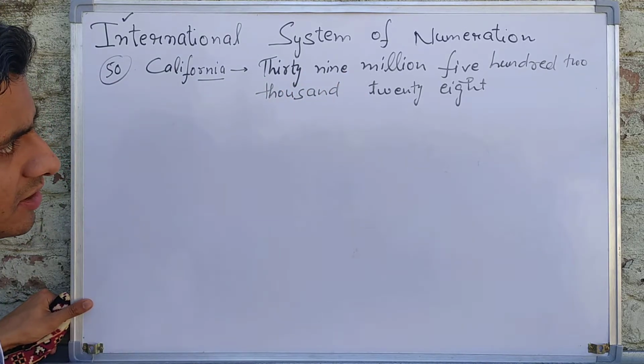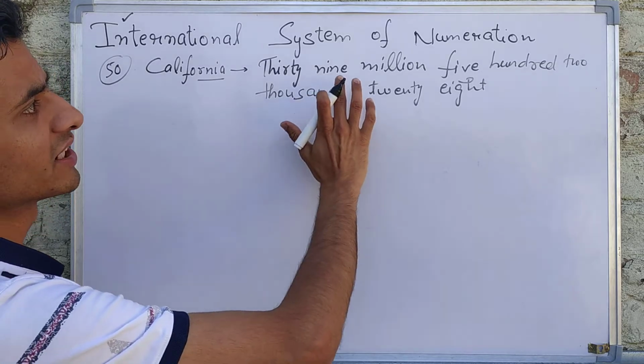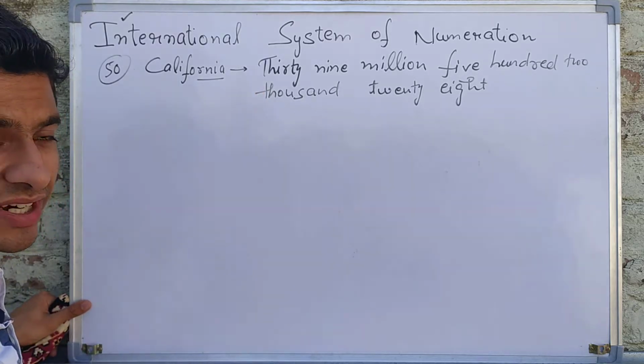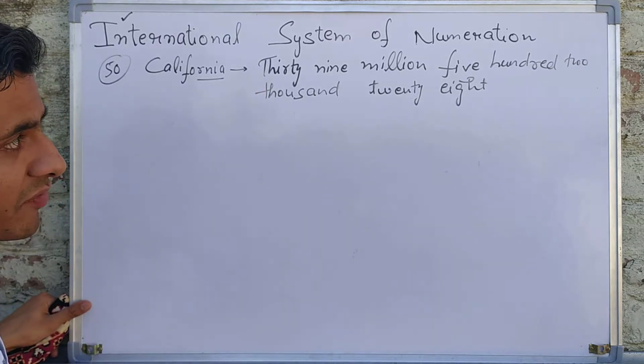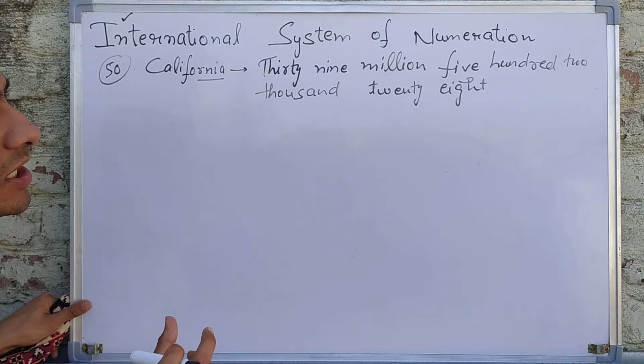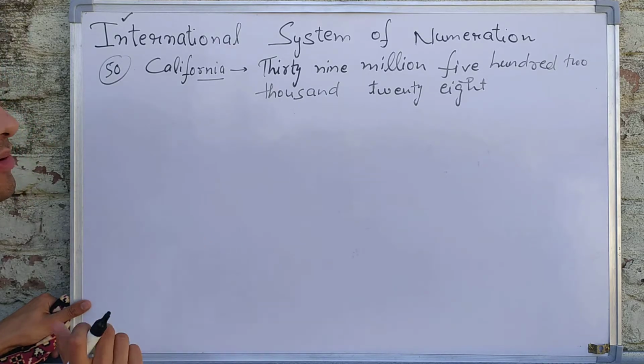Now you may know about your own states. If you know the international system of numeration, then you can compare. But how do we see what it is in the Indian system of numeration? For that, let us first of all write it in number form. This is in word form. Let us write the corresponding number.